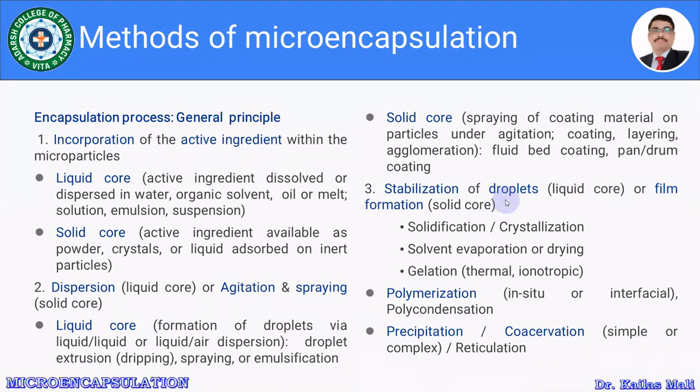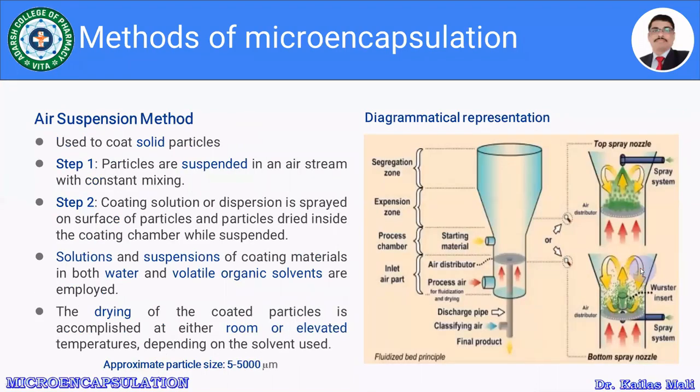The major mechanisms by which the hardening is done, either it may be the gelation mechanism, that is by thermal or ionotropic, or by the use of chemical crosslinkers, the hardening of the microparticles is done. So let us move towards the very first method. Yes, air suspension method.